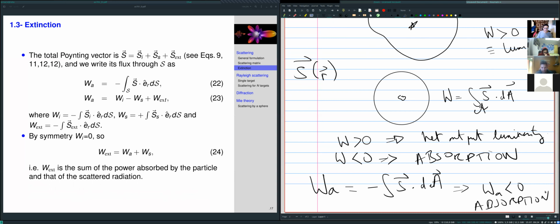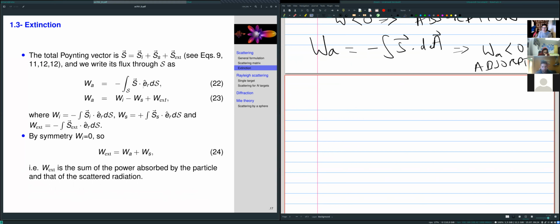Okay, so now I hope this is clear. I wasn't very emphatic on this last time, but now I think it's become clear. So WA is this integral of the net Poynting vector and its absorption.